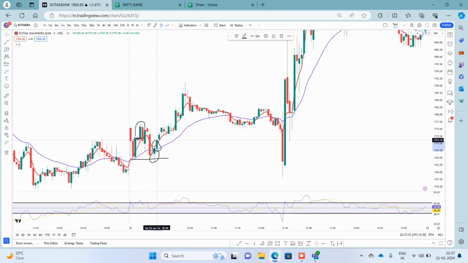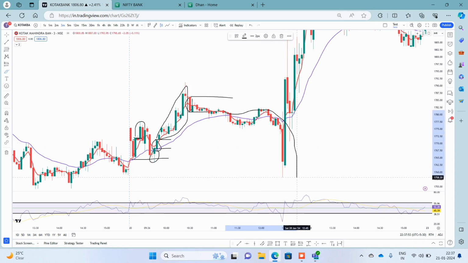This is the candle closing above 5 EMA. This will be your entry, this will be your SL, and see how much premium you achieve in this. Again a candle closing below 5 EMA, this will be your entry, and this will be your SL, and this is what you will achieve. Again a candle closing above 5 EMA, here will be your entry, here will be your SL.